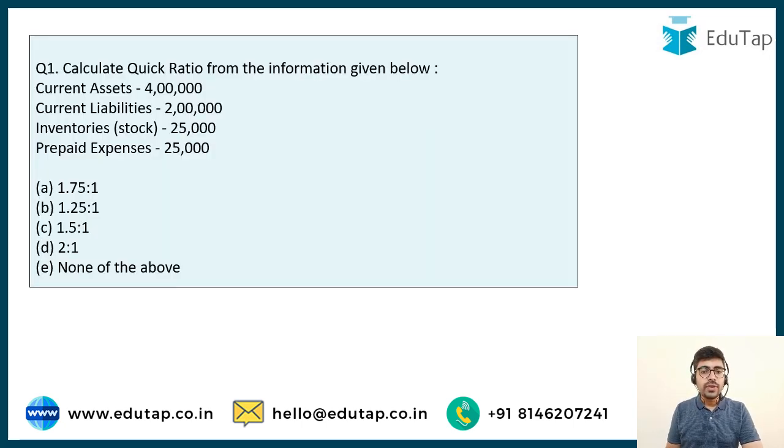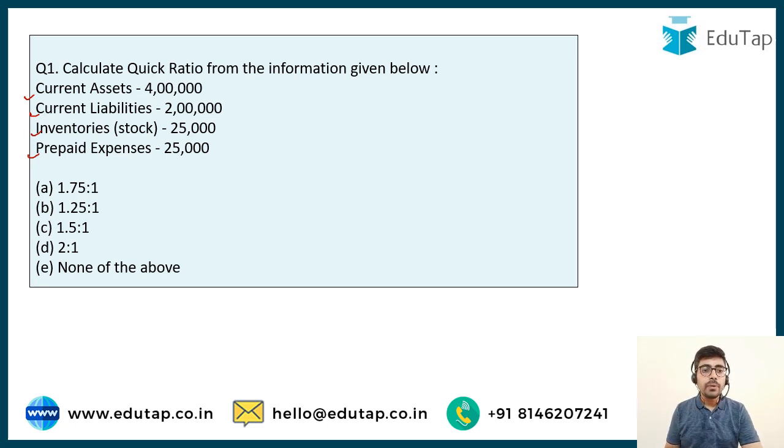So the first question that we have here is that we have to calculate the quick ratio from the information given below. The information is about current assets, current liabilities, inventories or stock, and prepaid expenses. Now I believe that you have already understood really well all the different sets of ratios and their formulas that we discussed in the fundamentals lecture. So if you have a problem with the fundamentals, or if you don't remember the formulas, guys please go back to the previous lecture and try to memorize, learn, and understand all the formulas once and then move on to this particular lecture.